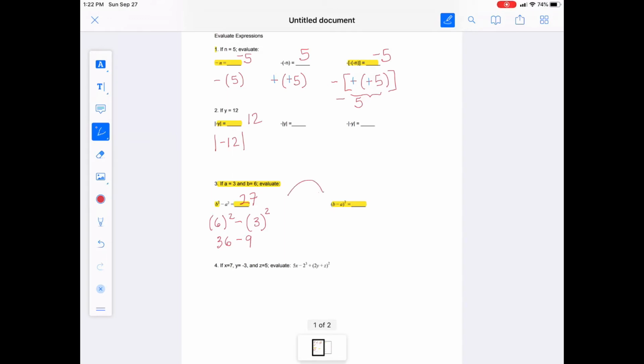Now, note the difference between these two. So this is now telling me to group b minus a, so the difference of b and a, and then square that difference. So now I'm working inside PEMDAS, so I'm doing the parentheses, 6 minus 3 is 3 squared, so this results in 9.